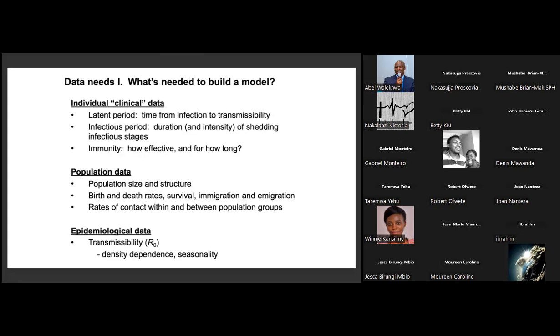So what data is needed to build a model? You can have individual clinical data. That is the latent period, that is time from infection to transmissibility. You can get data on infectious periods, that is the duration and the rate of shedding. That is in the infectious diseases. You can have data on immunity, how effective and for how long.